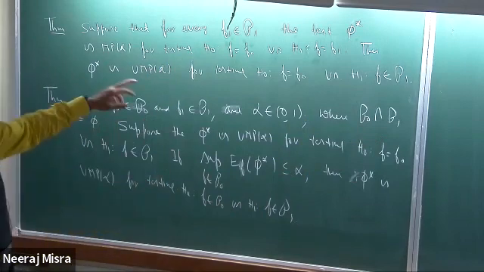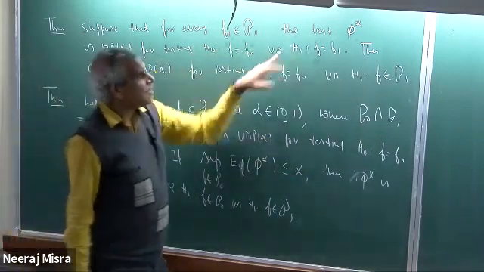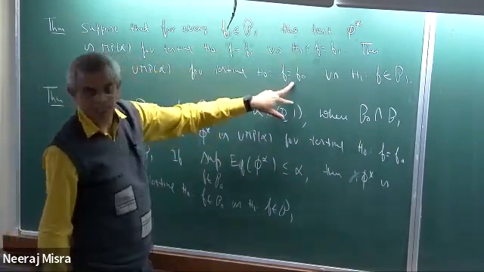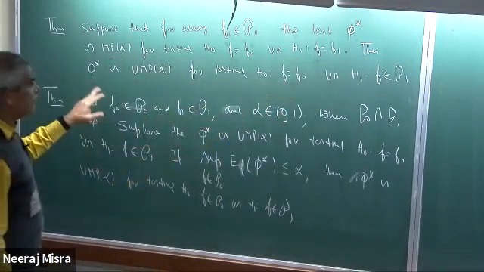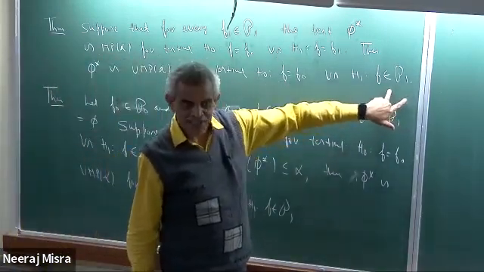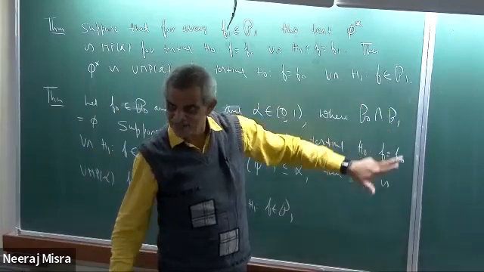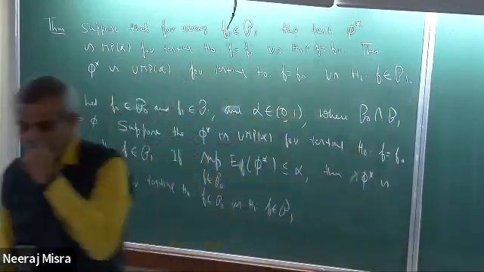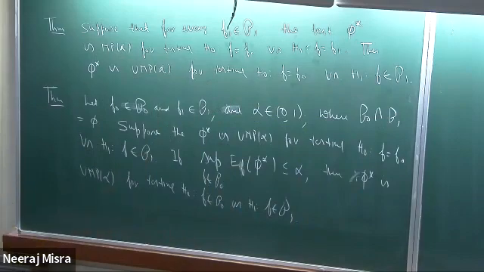So that means that test becomes uniformly most powerful for testing F is equal to F0 against F1 belongs to P1. That means theta is bigger than theta naught. Is that okay? So this follows just from here, and I have explained the proof.